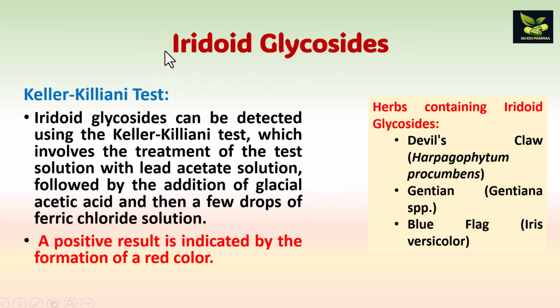Iridoid glycosides, they are detected by Keller-Kiliani test, which involves the treatment of test solution with lead acetate solution followed by addition of glacial acetic acid and then a few drops of ferric chloride solution. And positive result is indicated by the formation of red color. The herbs containing iridoid glycosides are devil's claw, gentian and blue flag.